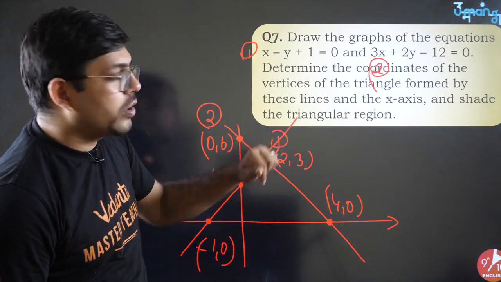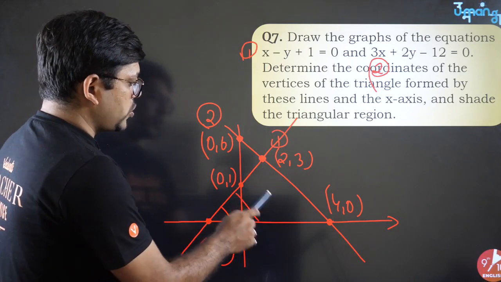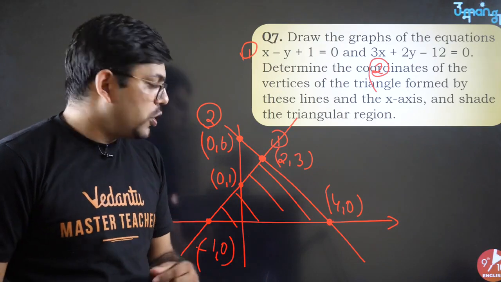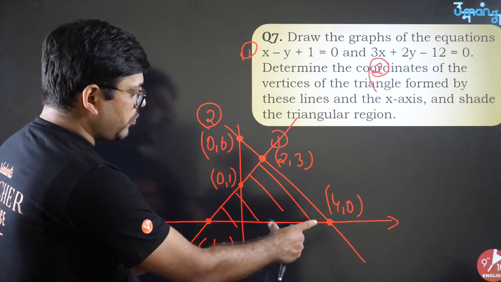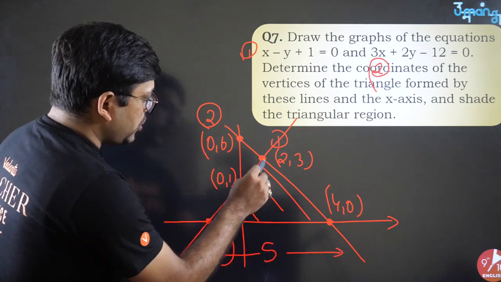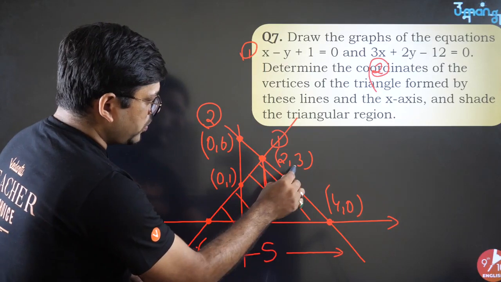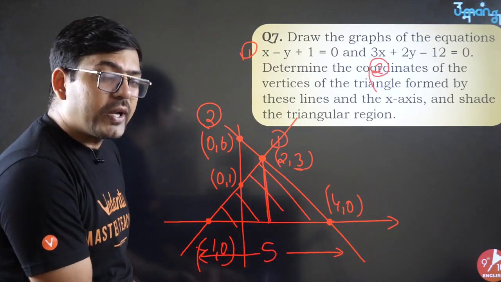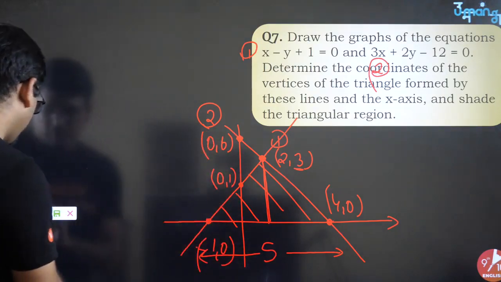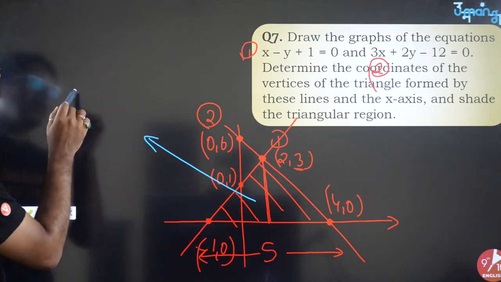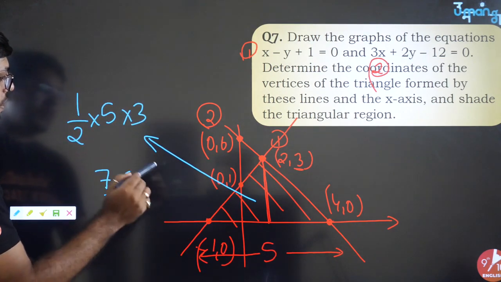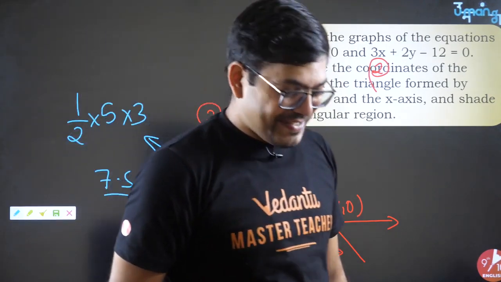And thereafter, shade the triangular region. Very easily we can shade it. Sometimes this question even asks you to find the area of this triangle, which is also simple. 1 unit and 4 units, total 5 units. Base is 5 units. The height is 3 units. Although it is not asked here, you can find it out. The area of the triangle would be half into 5 into 3, that is 7.5 or 15 by 2.